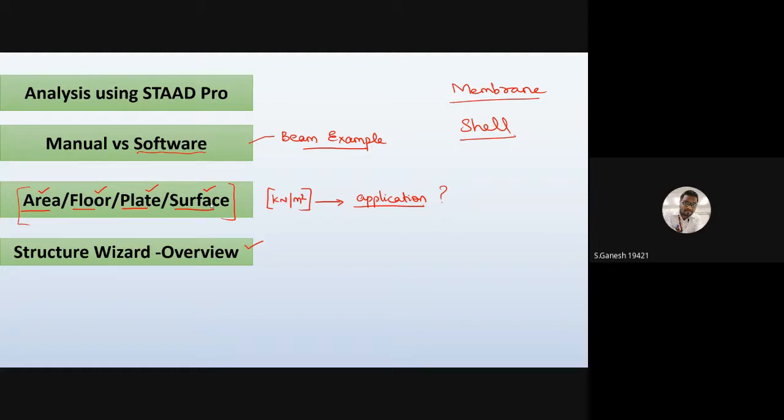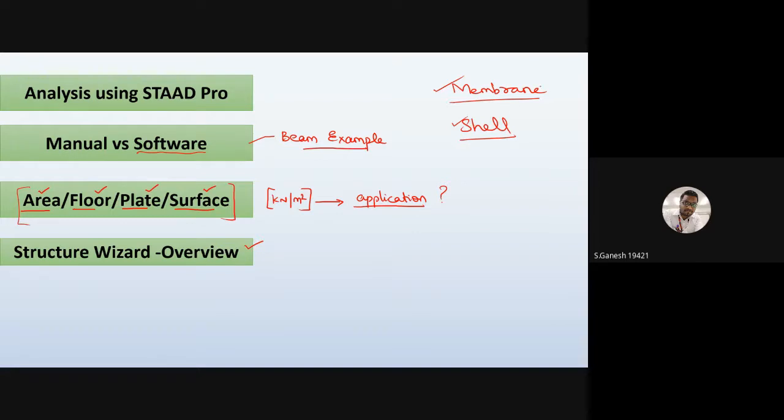Example, from the slab, the beam distributes to the column. So we'll analyze the slab as a membrane. But in the case of a shear wall or basement wall, that is called a shell element. So the load is not transferred. The load is taken and it tries to deflect, or it tries to restrain there only. It is a load bearing structure. So that is the basic concept where we see membrane and shell.